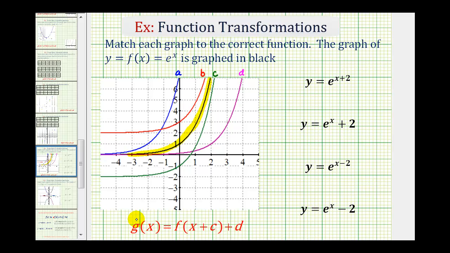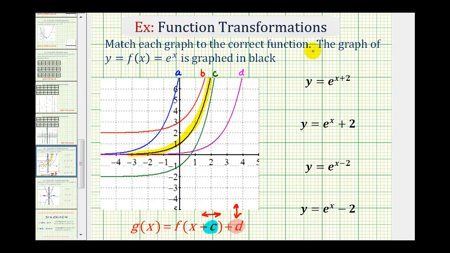But we do have to remember that the value of c determines if the graph is shifted left or right. If c is positive, the graph is shifted left. If c is negative, the graph is shifted right. And the value of d determines whether the graph is shifted up or down. If d is positive, the graph is shifted up. If d is negative, the graph is shifted down.